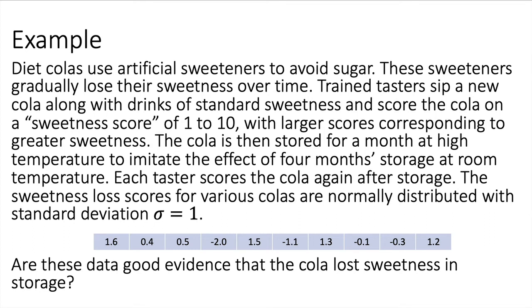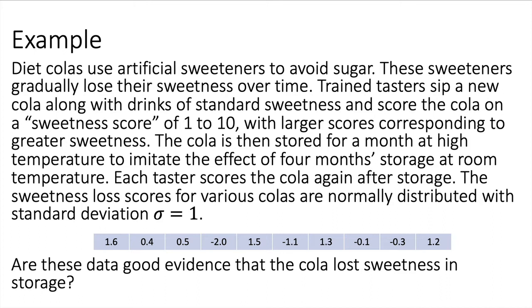Let's look at an example of this and quantify the question of how expected or unexpected a result is. Diet colas use artificial sweeteners to avoid sugar. These sweeteners gradually lose their sweetness over time. Trained testers sip a new cola along with drinks of standard sweetness and score the cola on a sweetness score of 1 to 10, with larger scores corresponding to a greater sweetness. The cola is then stored for a month at high temperature to imitate the effect of 4 months storage at room temperature. Each taster scores the cola again after storage.